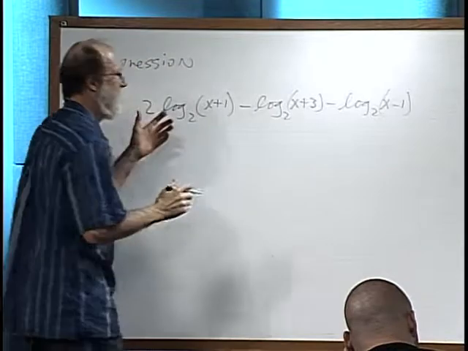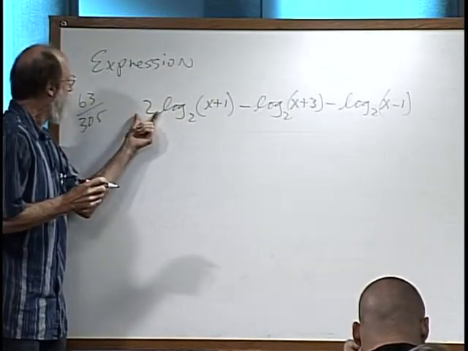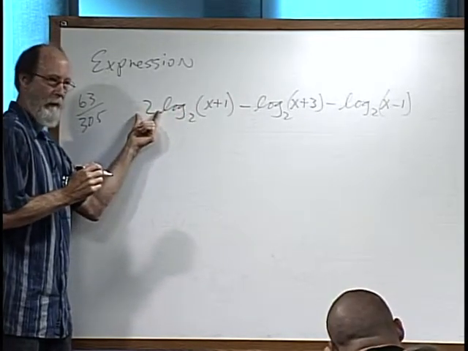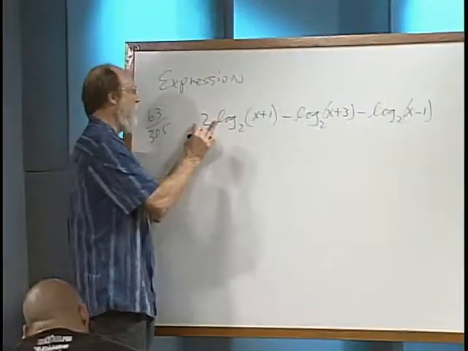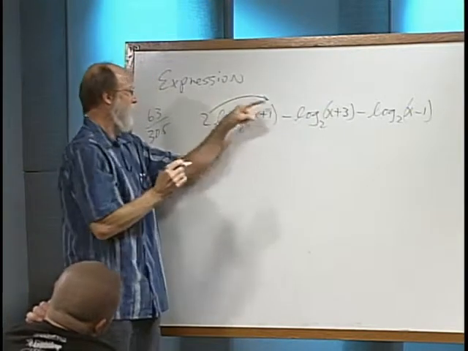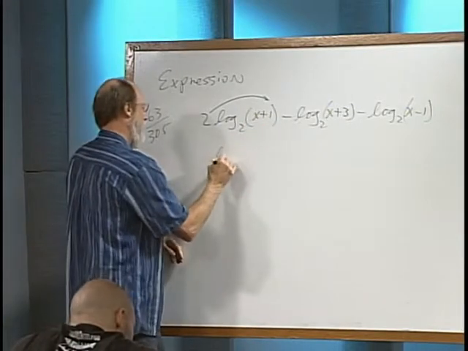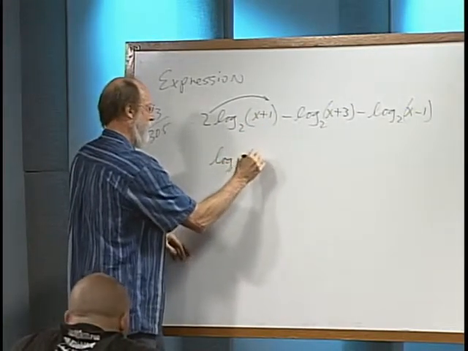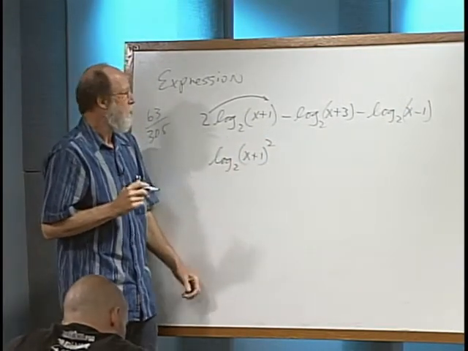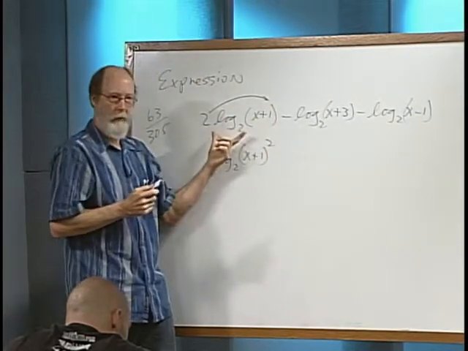There are several properties that we've learned already. When you see something out in front of a logarithm, like this 2 in this case, what can we do with it? You can bring it back in, and that rule is your power rule, isn't it? It comes back in as the exponent on this binomial expression. So this becomes the log base 2 of x plus 1, squared. That's the first one. Now these others are subtracted from this logarithm.